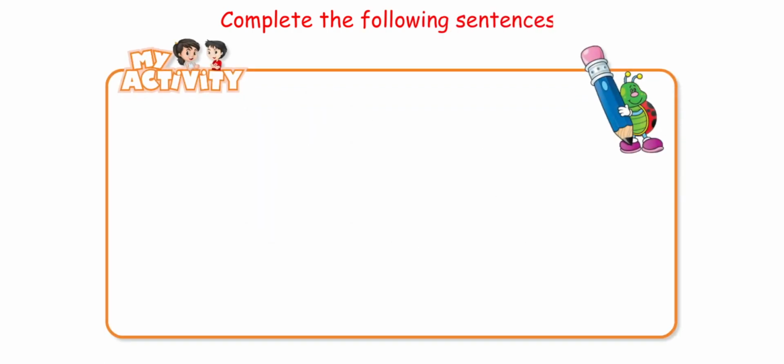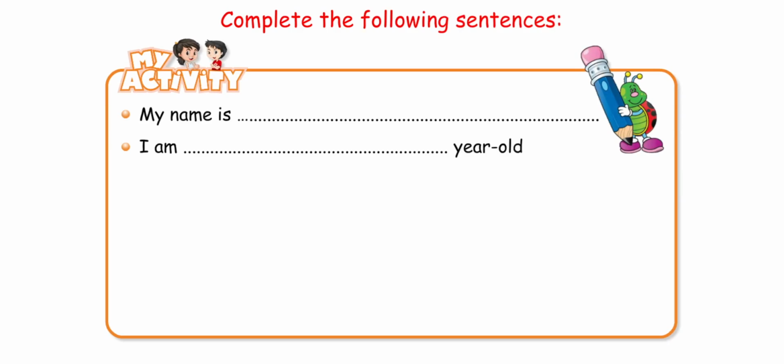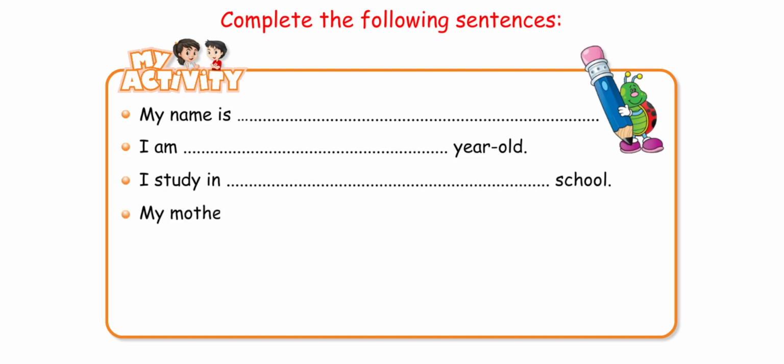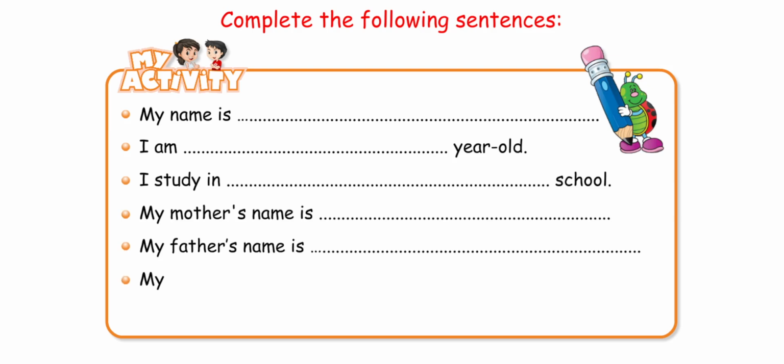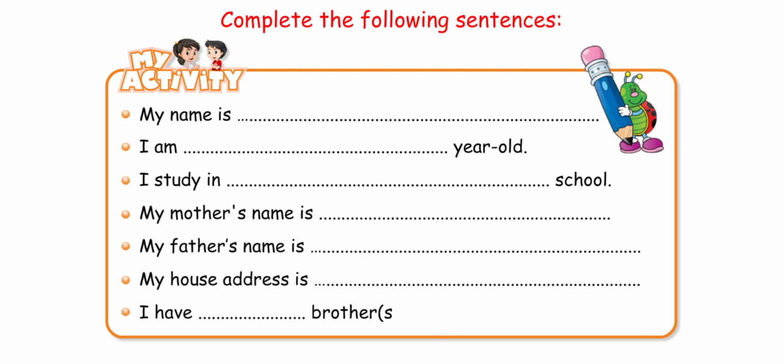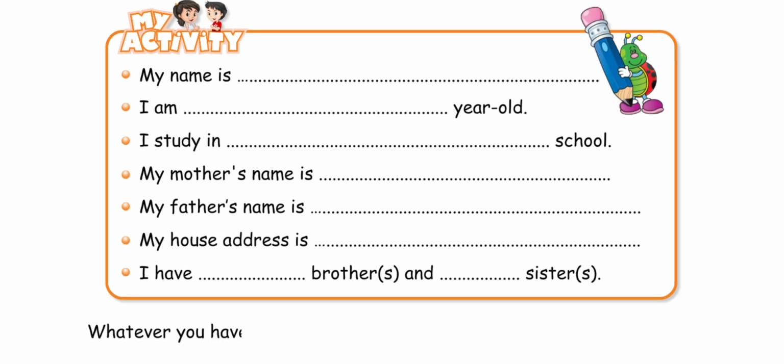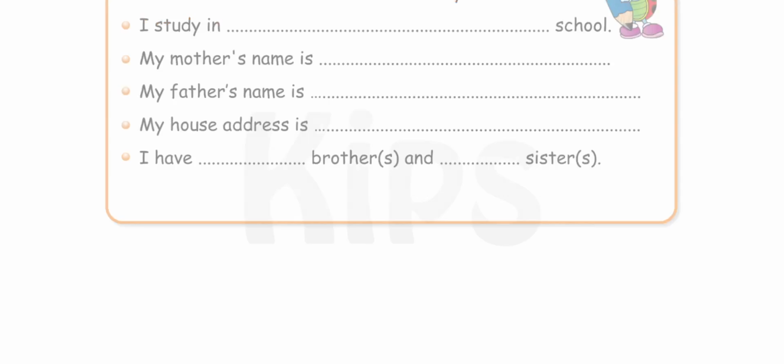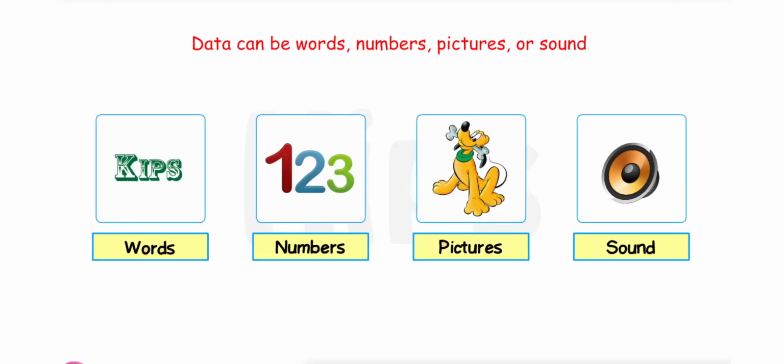Complete the following sentences. My name is. I am year old. I study in school. My mother's name is. My father's name is. My house address is. I have dash brothers and dash sisters. Whatever you have written in letters, words and numbers is called data. Data can be words, numbers, pictures or sound.